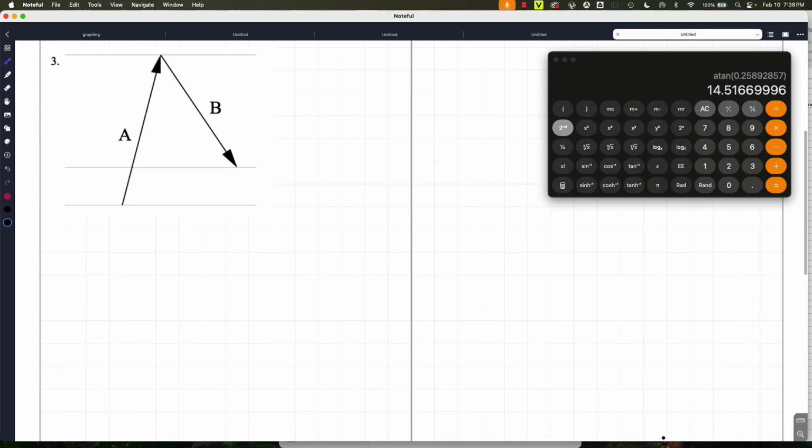Worksheet 5J, question number 3, solving algebraically. Vector A has been given a value of 5.5 centimeters or 5.5 newtons. It has been measured to be pointing in the direction of 75 degrees north of east. Never eat soggy wieners. So it starts here, east, and moves to the north.